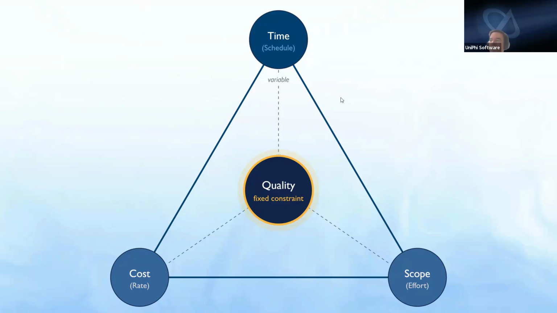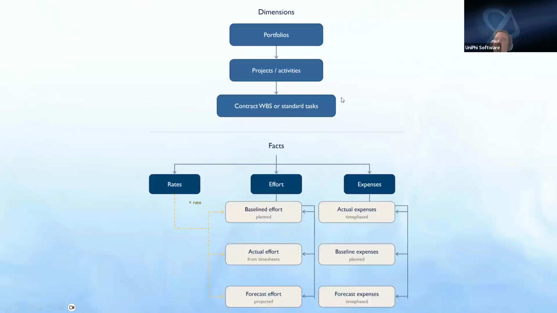Applying that into a UniPhi context, UniPhi has these elements called dimensions, and those dimensions are hierarchical. You'll have a portfolio or multiple portfolios, in fact unlimited portfolios. UniPhi is a portfolio-first system, so you'll always be looking at it from an aggregated or portfolio perspective, and then you'll drill in. Portfolios are made up of projects and activities, and projects are made up of contracts, which have work breakdown structures, cost breakdown structures as well, and standard tasks. As you go further down, you get into more and more detail.